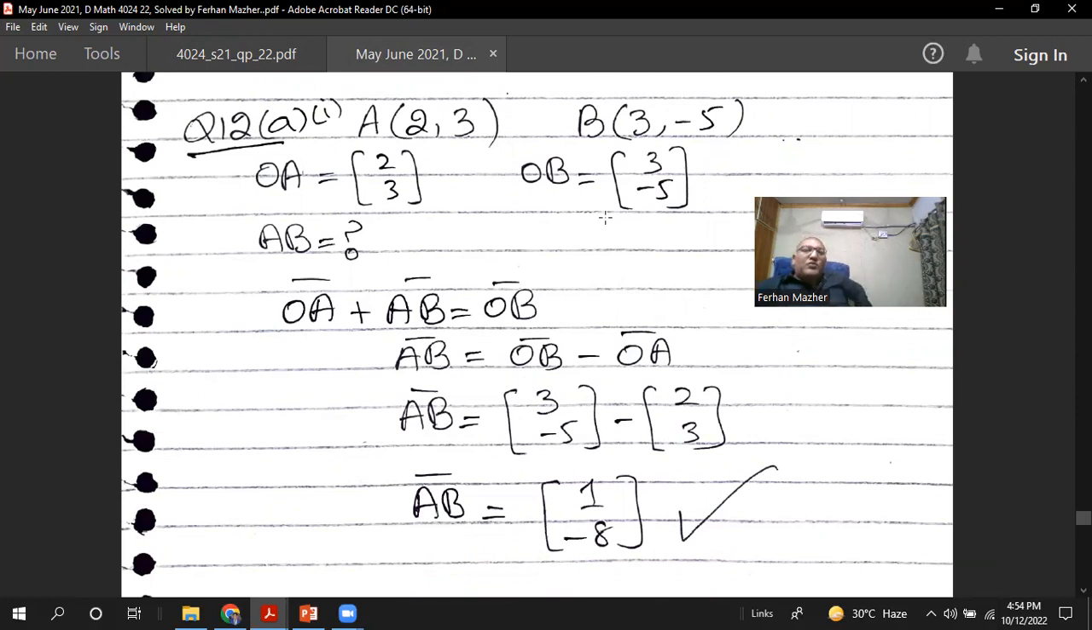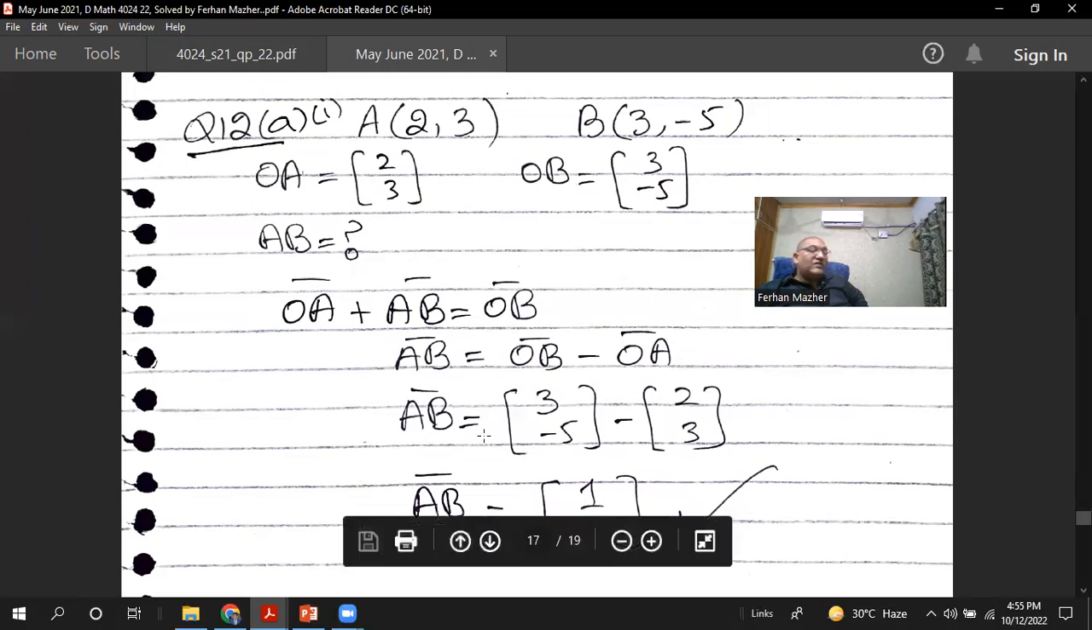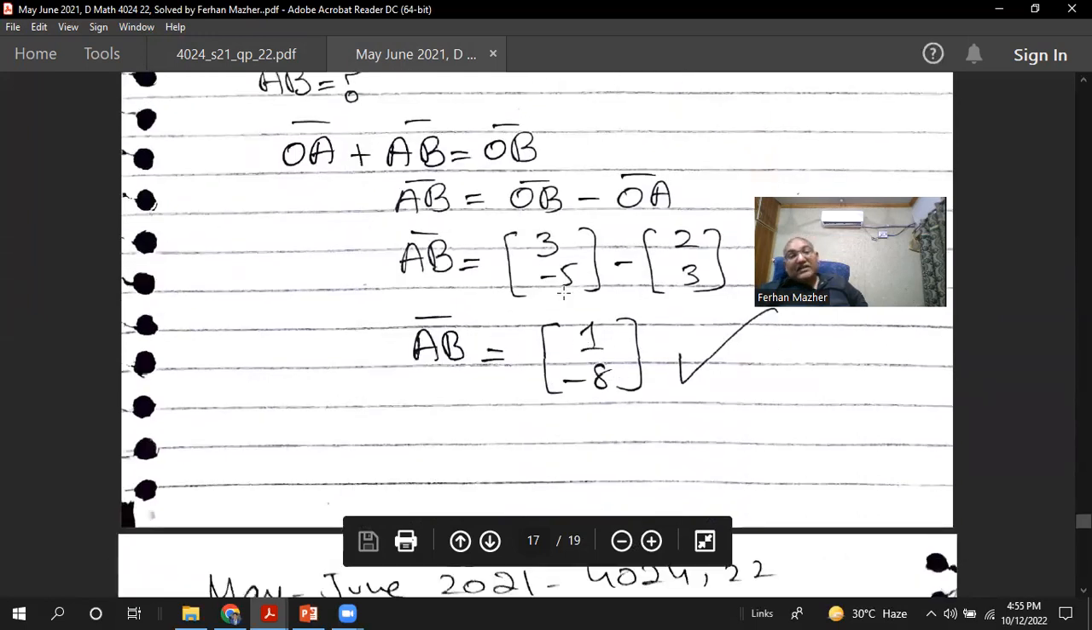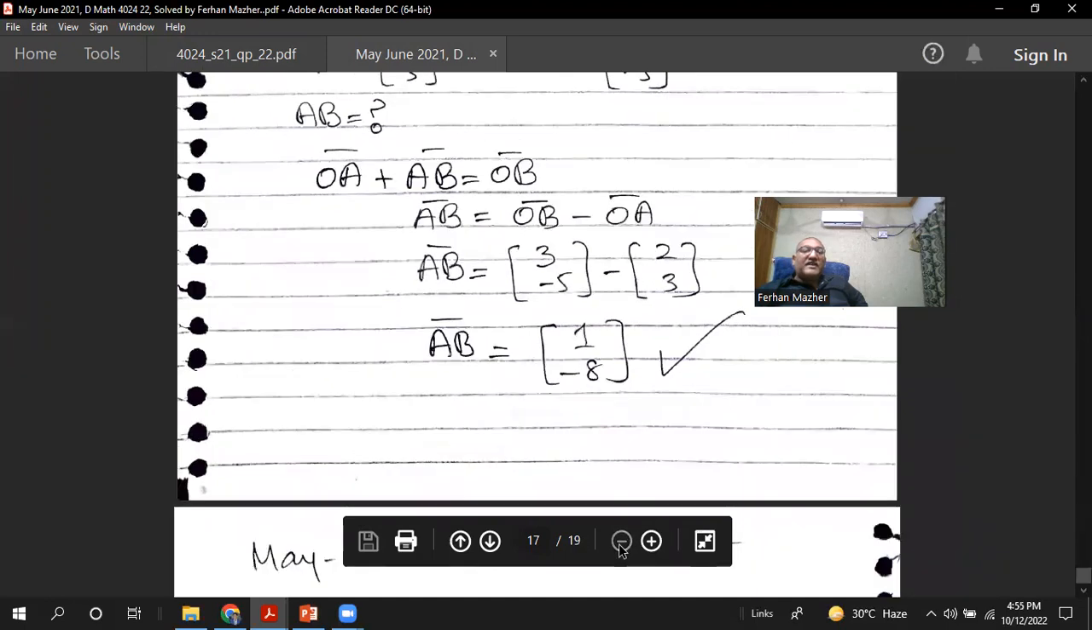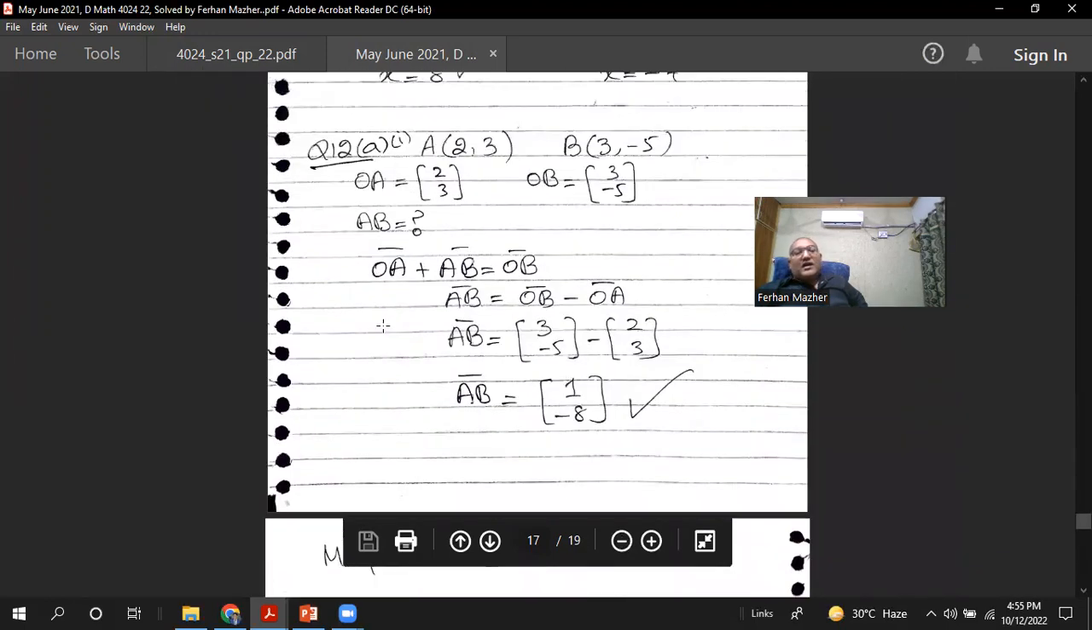AB is the question. The formula for the position vectors is OA plus AB equals OB. A is the starting point, so OA comes this side. B is the end point, so equals OB. So AB will be equal to OB minus OA. OB is (3, minus 5) and minus OA is (2, 3). 3 minus 2 will be 1 and minus 5 minus 3 is minus 8. So the column vector which represents AB will be (1, minus 8).